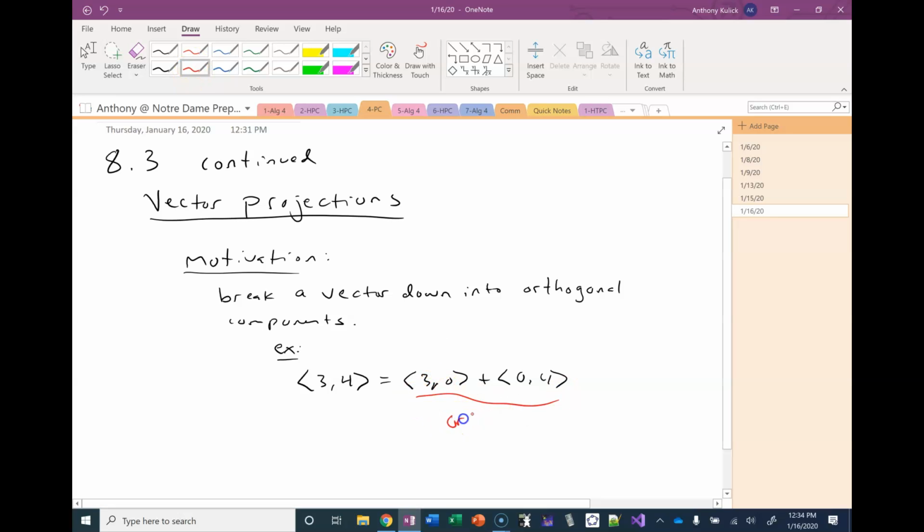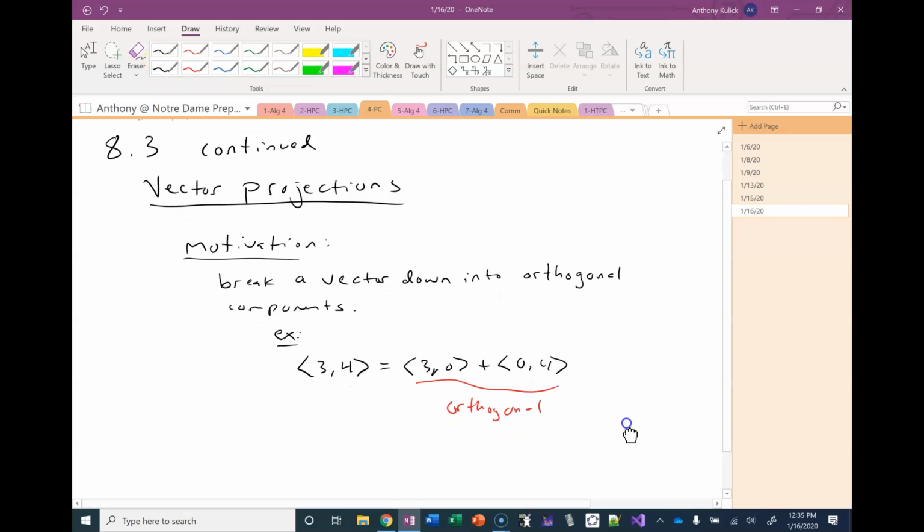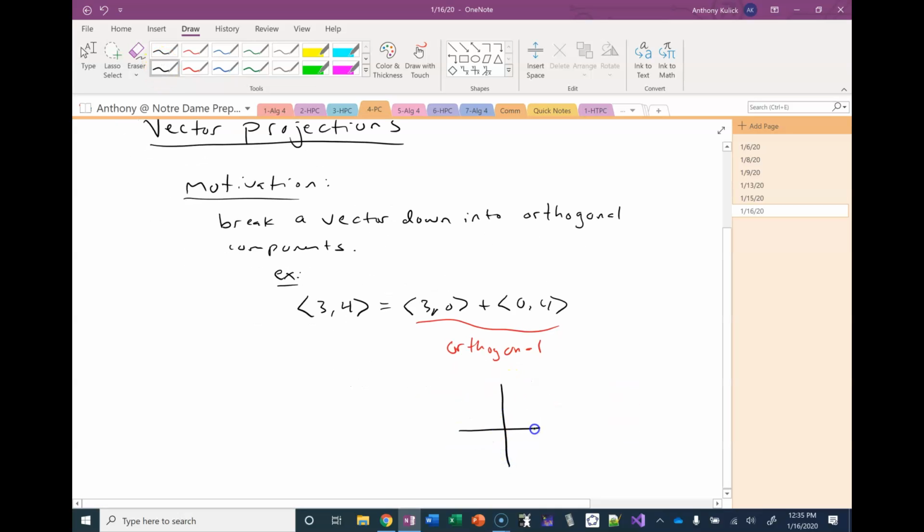So these guys are orthogonal. What does orthogonal mean again? It just means they meet at a 90-degree angle. So why are these two vectors orthogonal? Well, if I plotted them, the vector 3, 0 is here, and the vector 0, 4 is there. So those are definitely meeting at a 90-degree angle, right?